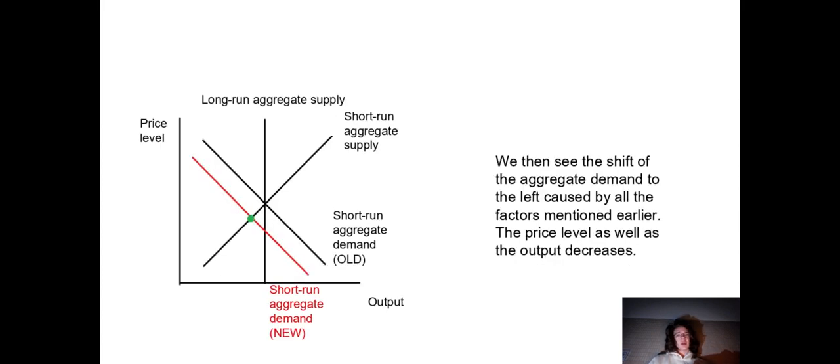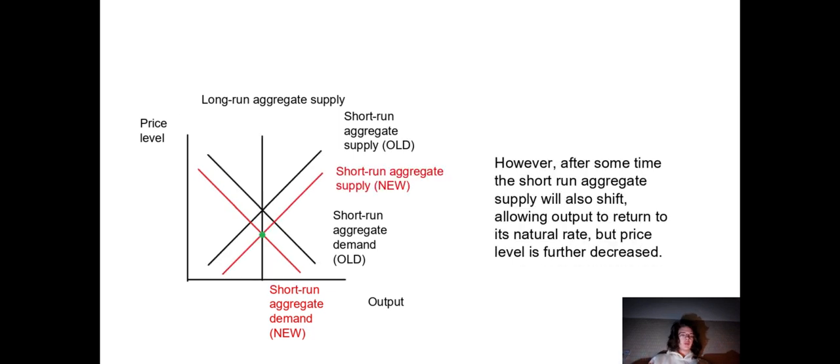Then the shift of the aggregate demand to the left, caused by all the factors mentioned earlier, will shift the short-run aggregate demand to the left, lowering prices but also output. After a while, the short-run aggregate supply will shift to the right as a consequence of this. And this would allow output to return to its natural rate, but price levels would be further decreased.